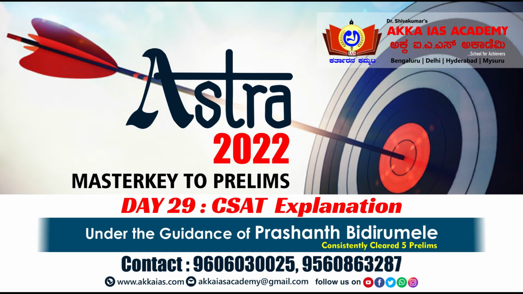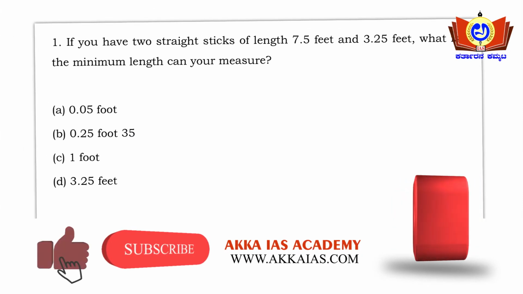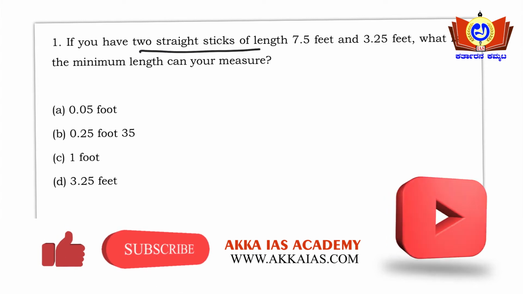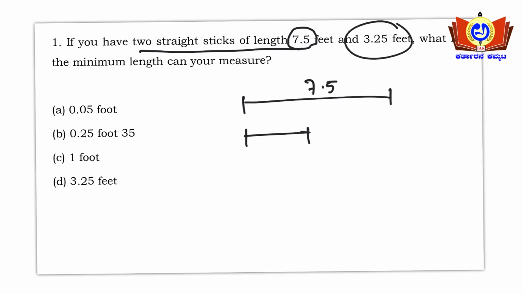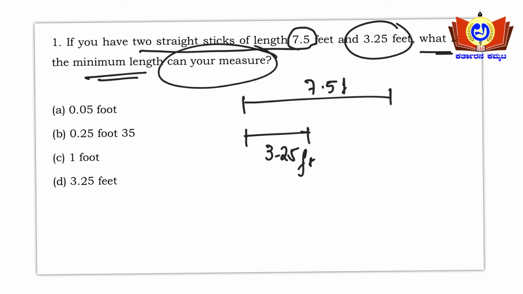In this particular video, I'll be dealing with 7 different questions based upon CSAT and 3 reading comprehension questions. Okay, so let's begin. The first question is, if you have two straight sticks, one stick of 7.5 feet and another stick of 3.25 feet. What is the minimum length you can measure if you're using both the sticks? This is the question here.